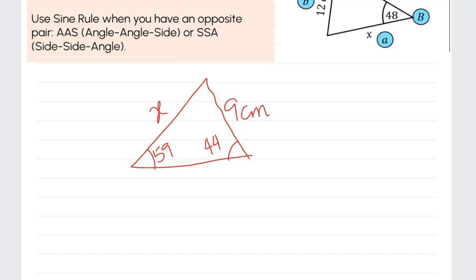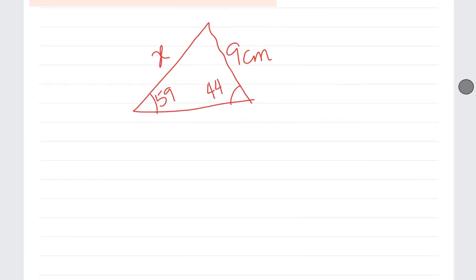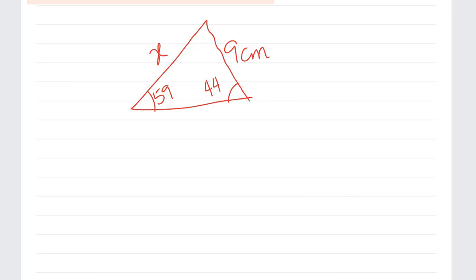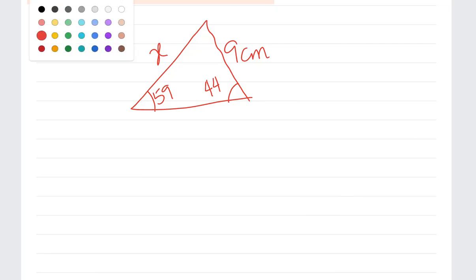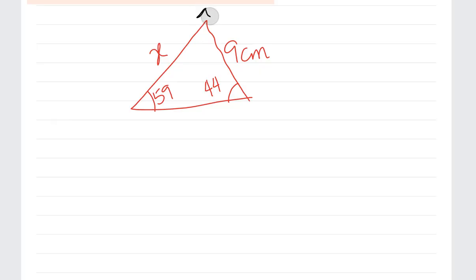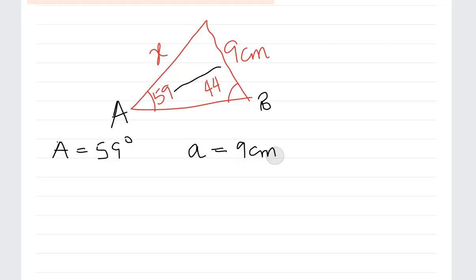Don't forget, the first thing you must do is to label the sides. So let's call this our A. Since I don't have any angle there, I don't need that particular part. So let's just label what we have. Let's call this one A, and let's call this one B. Are you seeing that now? So that means our angle A is 59 degrees. And our side a will be the one facing it, which is 9 centimeters.